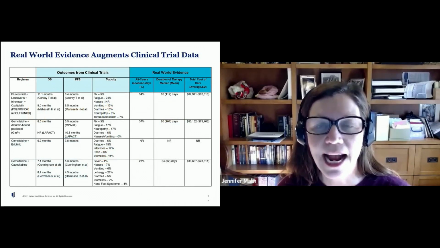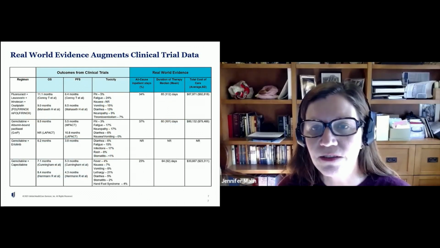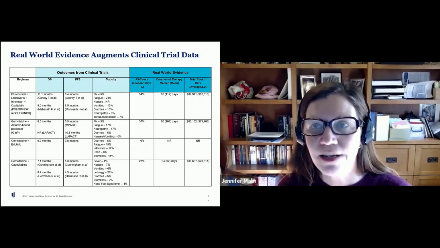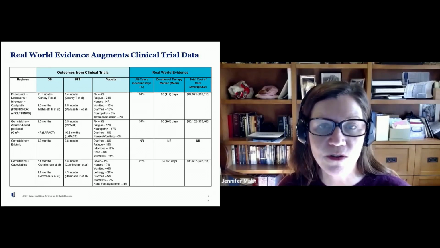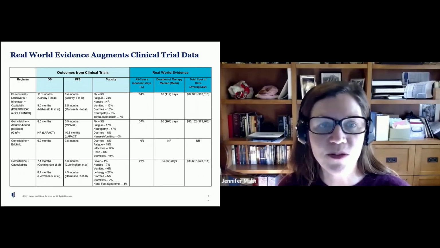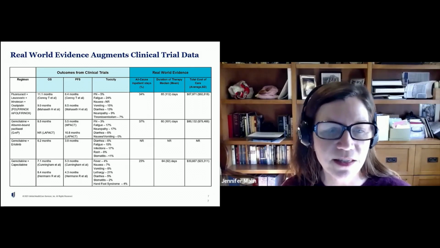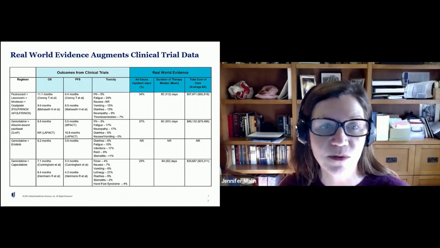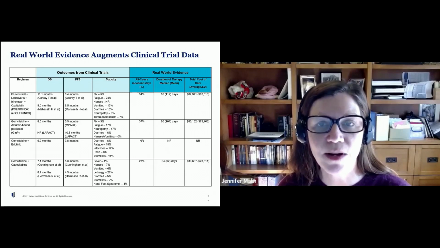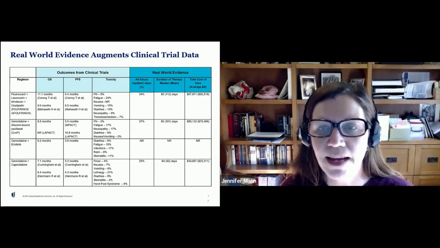I wanted to share how we've used the claims data augmented with our prior authorization data to look at additional outcomes for cancer treatment regimens that you don't usually get from the clinical trial data. On the left is abstracted data from clinical trials, and I think these are pancreatic cancer regimens. You can see for FOLFIRINOX, overall survival of 11 months and progression-free survival of 6.4 months, reported in the trial by Conroy et al. The toxicity is reported by that clinical trial.